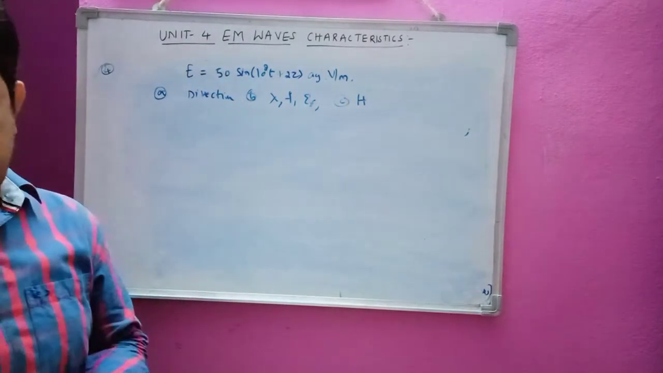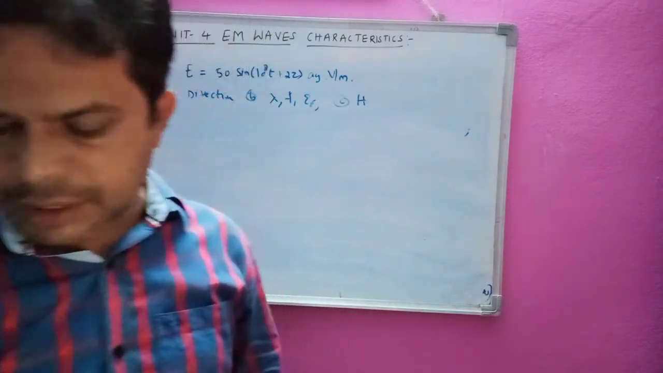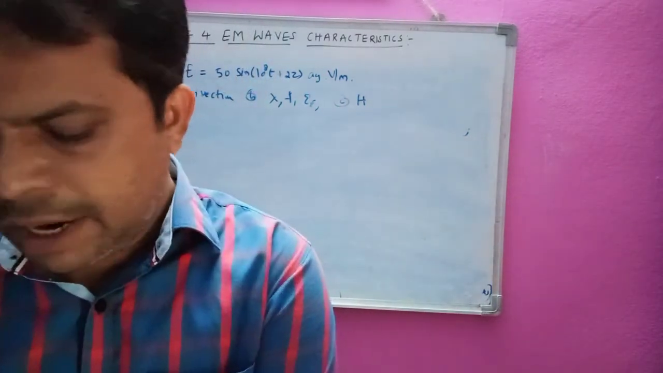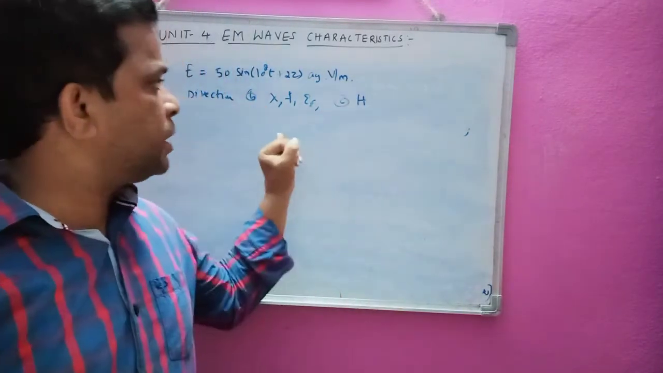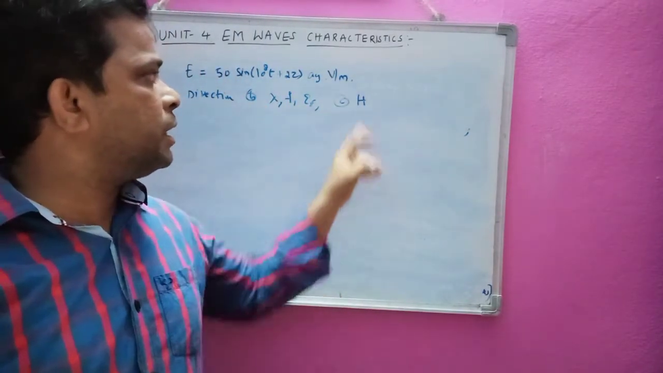So the question is given like this: a plane wave is propagating in a non-magnetic medium, and he is asking to find the values of the direction of propagation, lambda, f, epsilon r and H here.